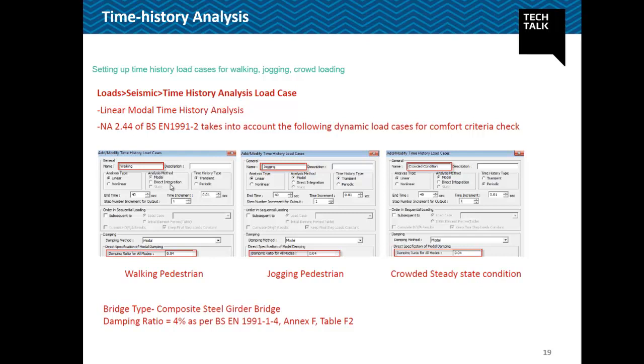The load case is repeated, for example, machine load. Machine loading is a repetitive, periodic kind of loading. Another example in our case will be crowd steady state loading. It is a sinusoidal loading, a repetitive kind of loading, so that is also a periodic type of loading. So for us, walking pedestrian and jogging pedestrian load cases will be transient type time history analysis. And for the crowd steady state condition, we need to go for periodic time history analysis. So for walking and jogging, we need linear modal transient time history analysis, and for crowd steady state condition, we need linear modal periodic time history analysis. Now let's go to the software, and we will define these time history load cases.